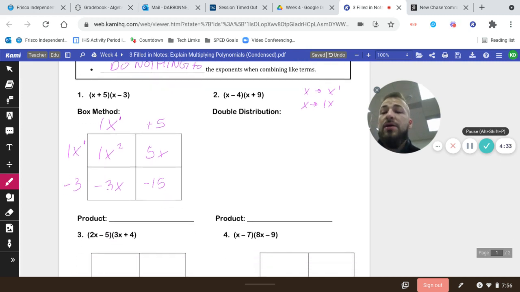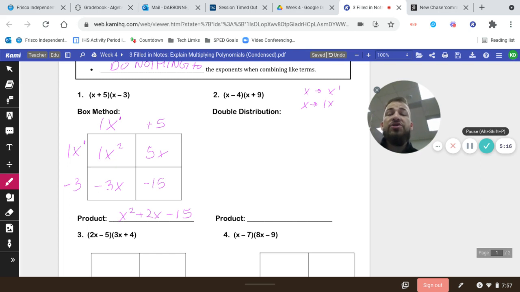Okay, so let's look at our box. We have 1x squared. Do we have anything else in any of our other three boxes that is like x squared? No. So we're just going to keep it as x squared here in the front of my answer. Then I have 5x, and 5x and negative 3x are like terms. So 5x minus 3x would be equal to positive 2x. I didn't do anything to my exponents on my x's. It stayed x. I just added or subtracted my numbers, which 5 minus 3 gave me positive 2. And then negative 15, I don't have anything else like negative 15, so it just stays negative 15. And that's our answer. That is the box method.